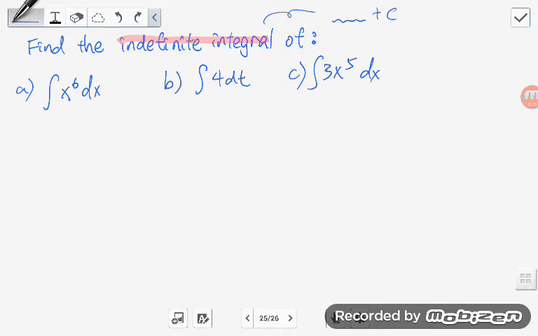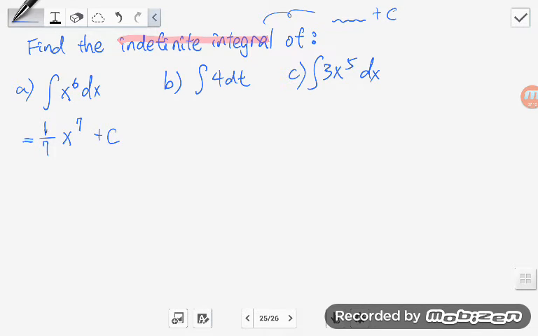So for example A, they want us to find the indefinite integral of x to the power of 6. So I'm going to integrate x to the power of 6 with respect to x, right? So the thinking process would be, I need to bring this up a level, which means the power should be 7. Right, so when I differentiate this x to the power of 7, I drop the power by 1, I'll get x to the power of 6, right? But at the same time, the 7 is going to come forward, so I need to make sure that I have a 1 over 7 to take care of that, plus c.